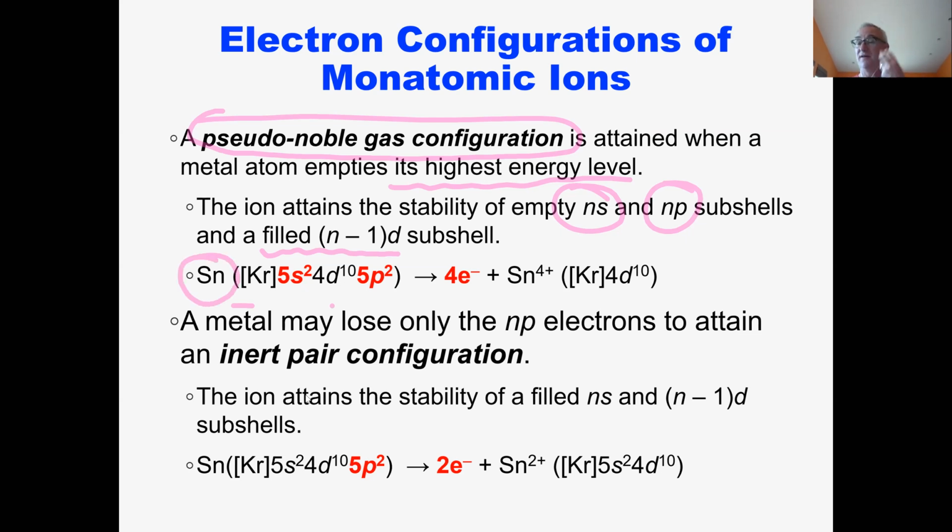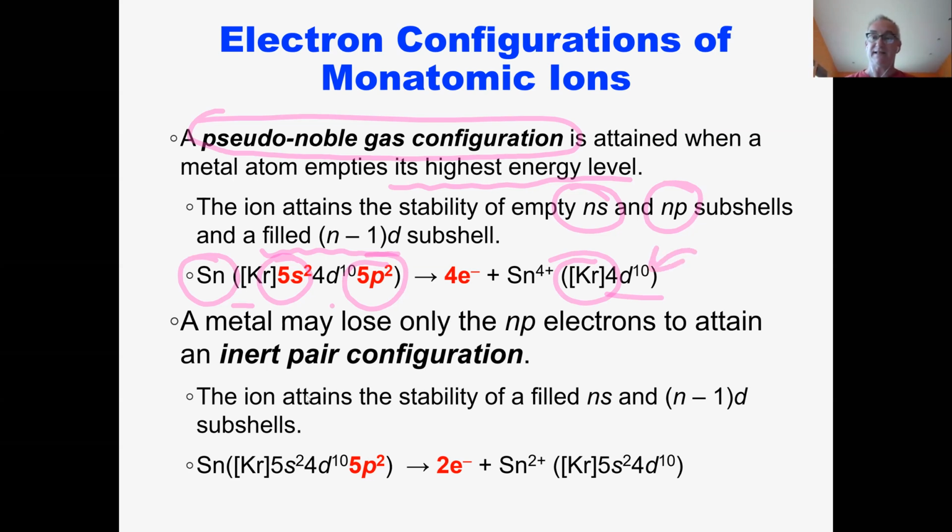So tin has 4 electrons in its outermost shell, 2 in 5s and 2 in 5p. And so it will achieve stability in this regard by dumping everything in the outermost shell. It'll get rid of all of them. And so it will look like krypton, but with a full set of d electrons as well. So krypton basically has a completely filled outer shell.